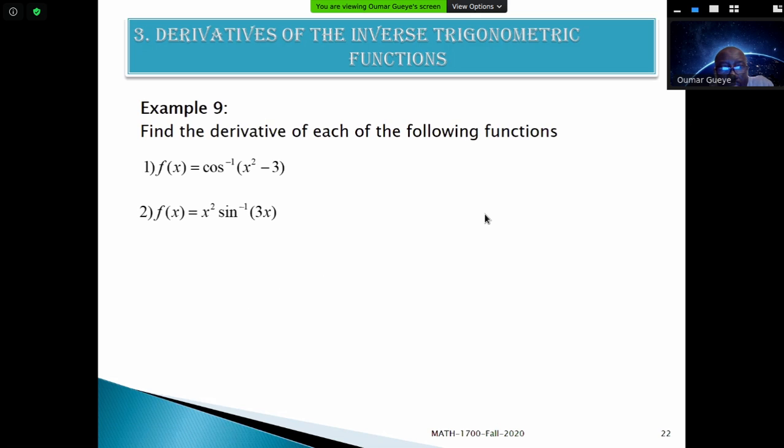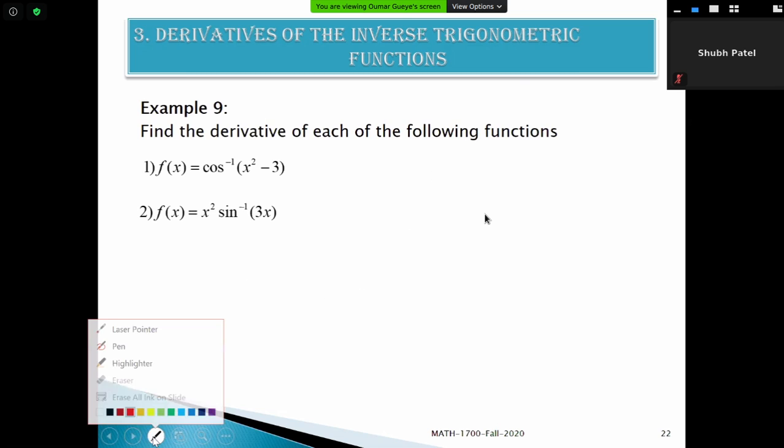No, sir. May you explain again? What's the answer? Not the answer, I said the product rule. Use the product rule. Yes, I remember.